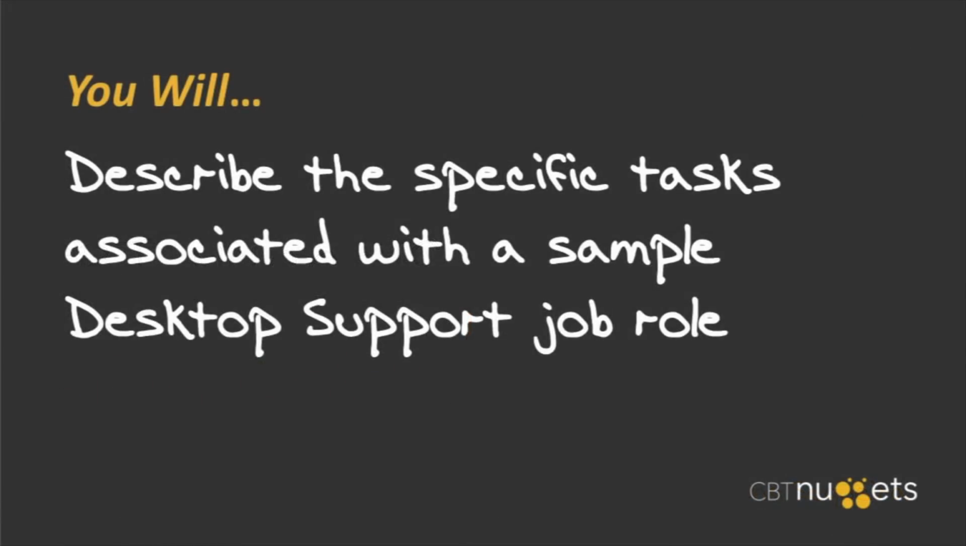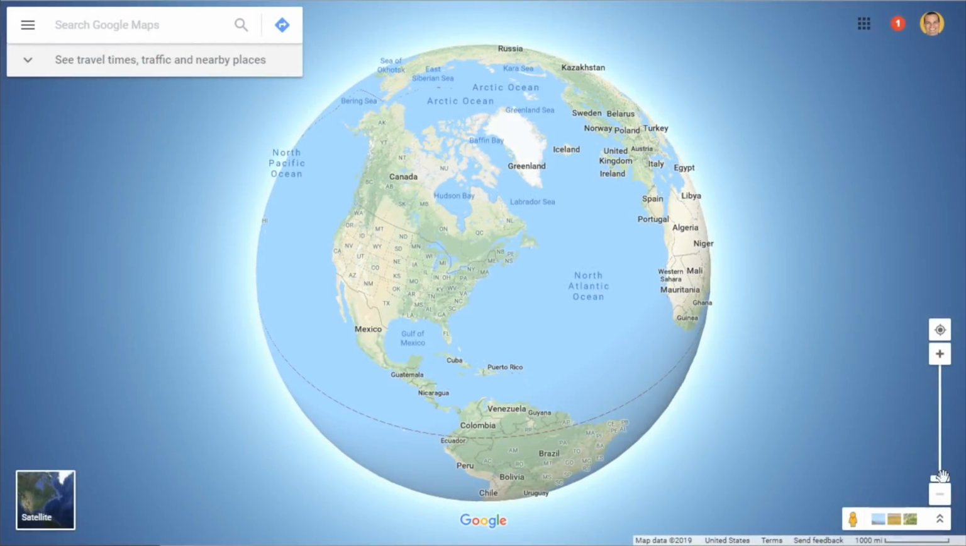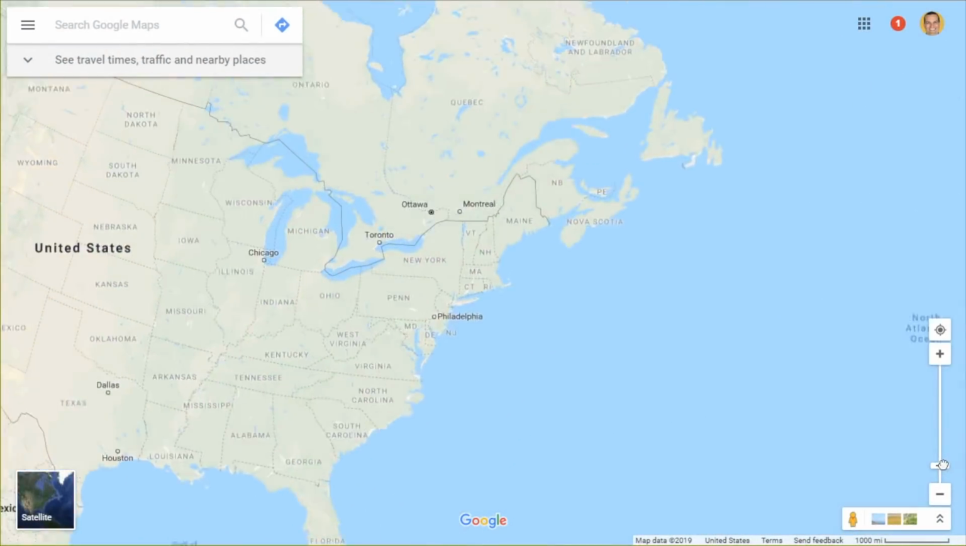By the time you're done with this nugget, you would be able to describe some specific tasks associated with a sample desktop support job role. So this job was advertised as a desktop support specialist. And I know before we get into the specific tasks and roles that you would need to fulfill, please understand that this is in Massachusetts in the United States.